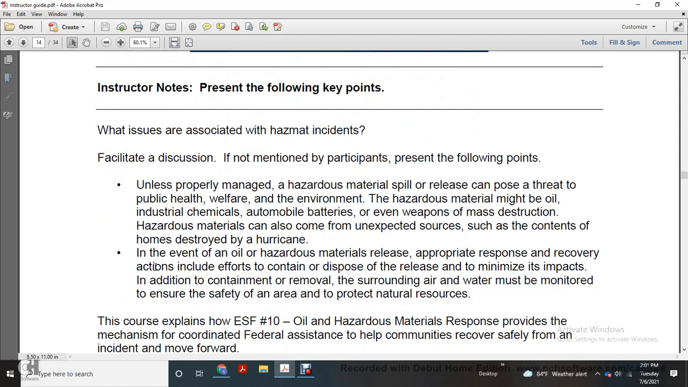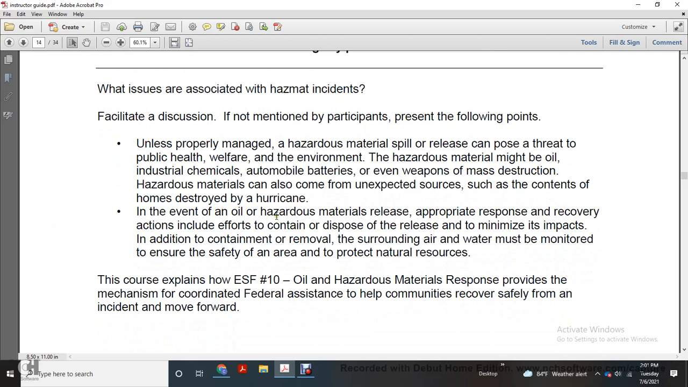Unless properly managed, a hazardous material spill response can pose a threat to public health, welfare, and the environment. The hazard might be oil, industrial chemicals, automobile batteries, even weapons of mass destruction. Hazmat materials can come from an unexpected source, such as the contents of a home destroyed by a hurricane. In the event of a hazardous material release, the appropriate response and recovery actions include efforts to contain and dispose of the release to minimize the impact of additional contamination. The surrounding air and water must be monitored to ensure the safety of the area and protect natural resources.